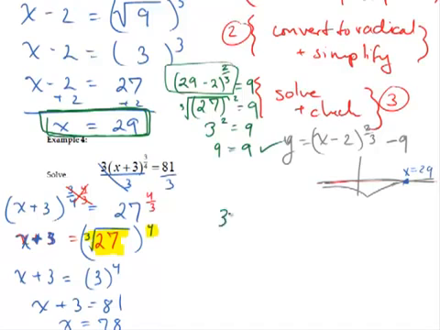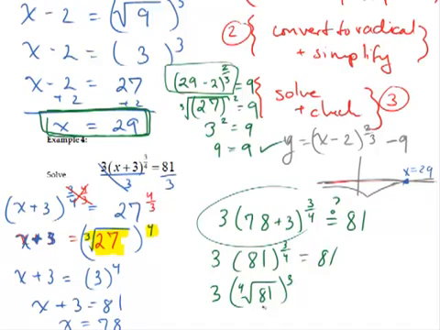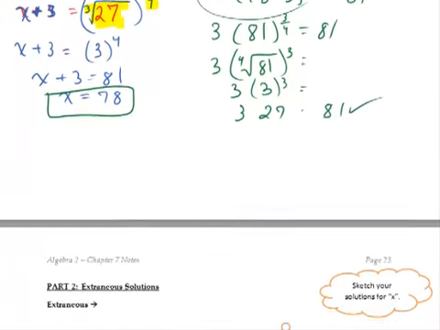Again, we want to check it. So 78 plus 3 to the 3/4 power, does that equal 81? You can plug this into your calculator and see if it gets you 81, or we can do it by hand. 81 to the 3/4 is the 4th root of 81, and then cube that times 3. The 4th root of 81, if you check it, is actually 3. 3 cubed is going to be 27, and 27 times 3 will in fact be 81. Okay? So that's an example of how to solve a radical equation and a rational exponents equation.